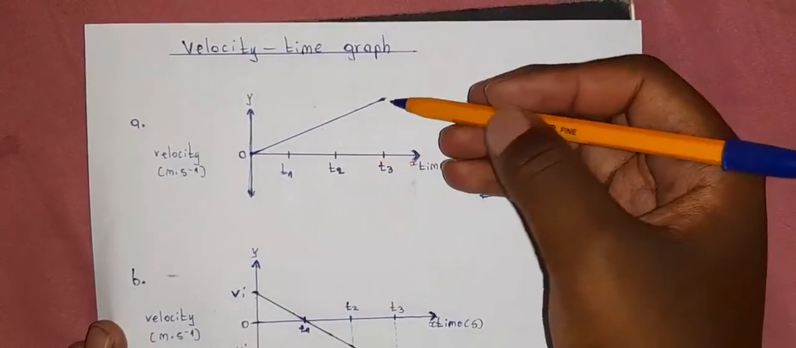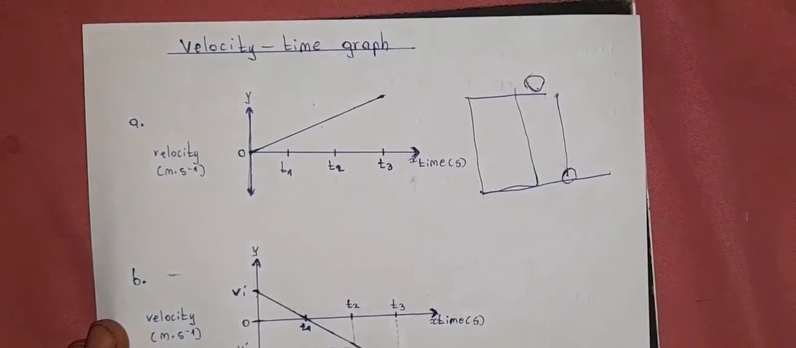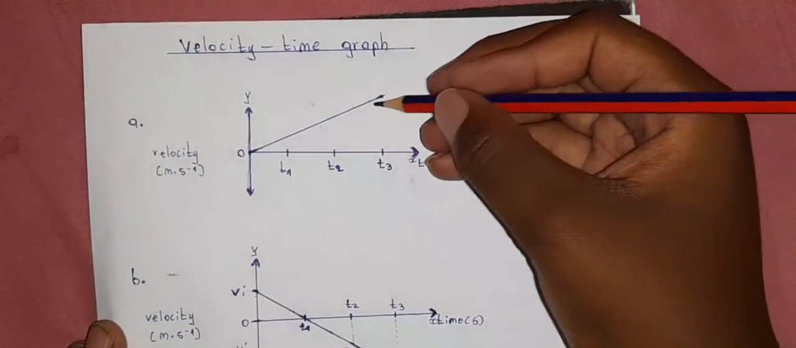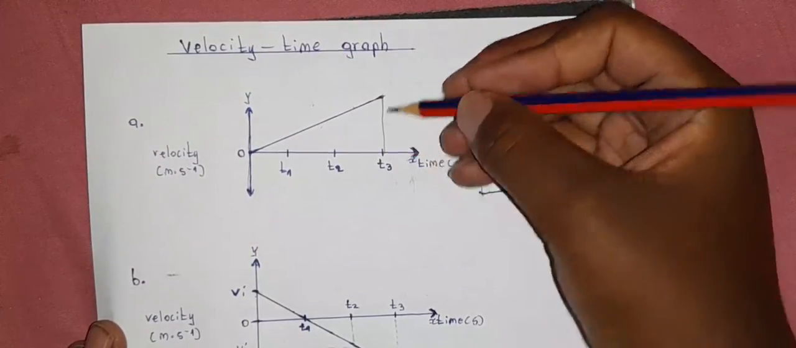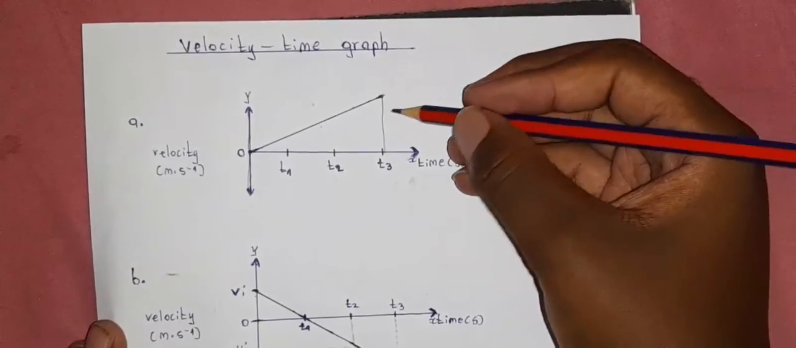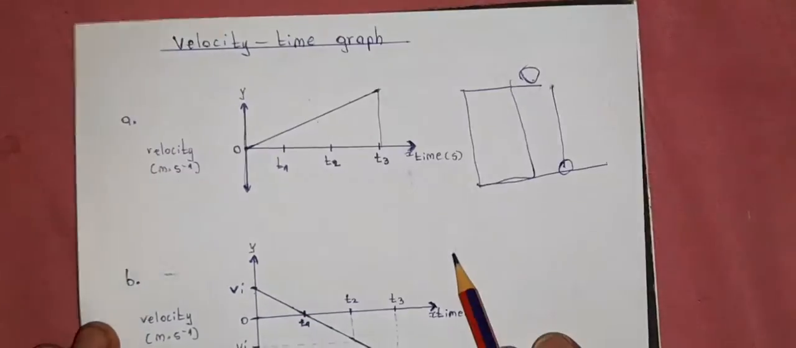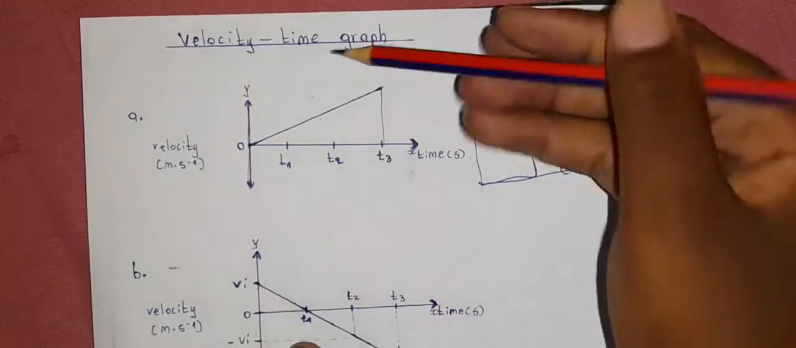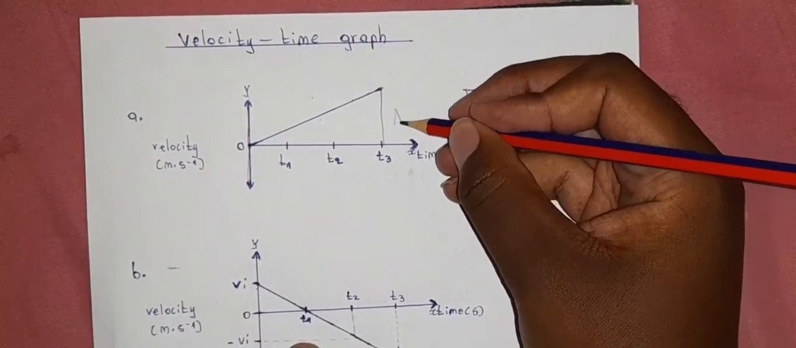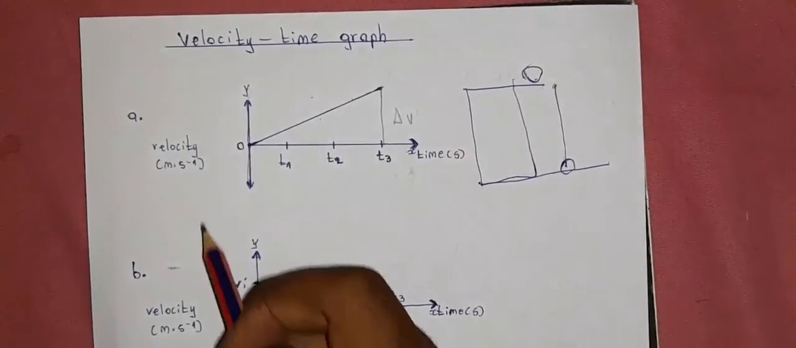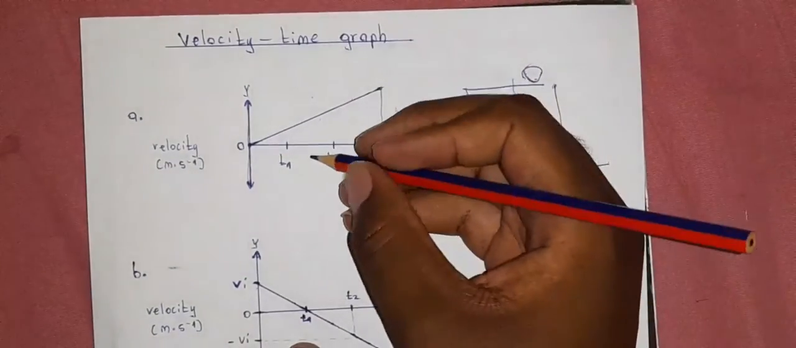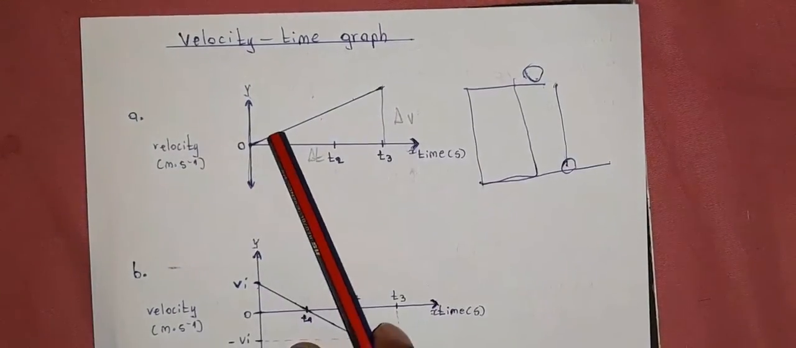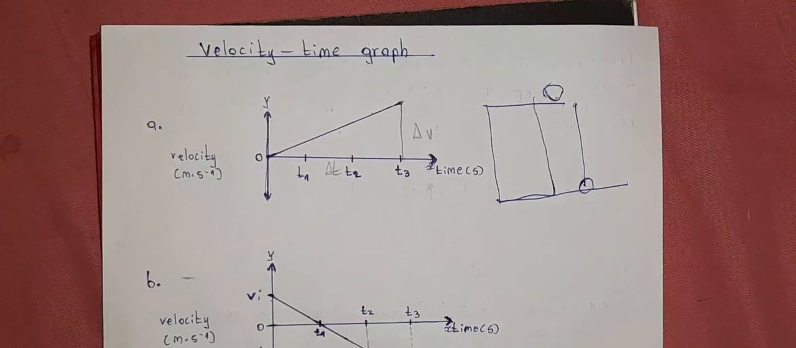And what does the area, let me use a pencil, what does the area of a velocity time graph tell us? Here the height is the changing velocity, because we have final velocity minus initial velocity. So we have the change in velocity, and our base is the change in time, because it's the final time minus the initial time.